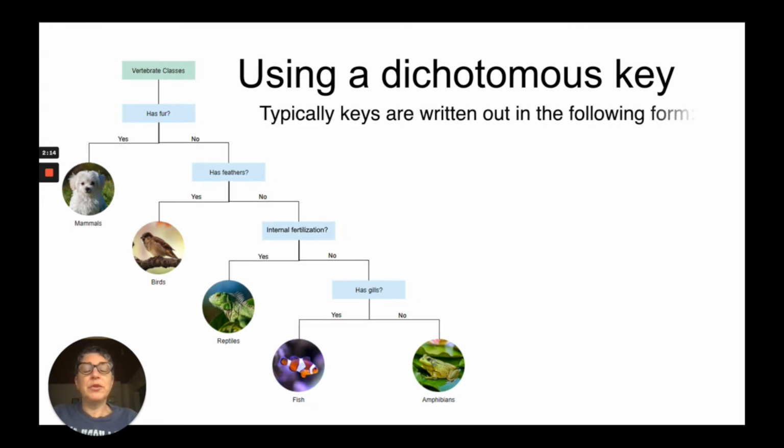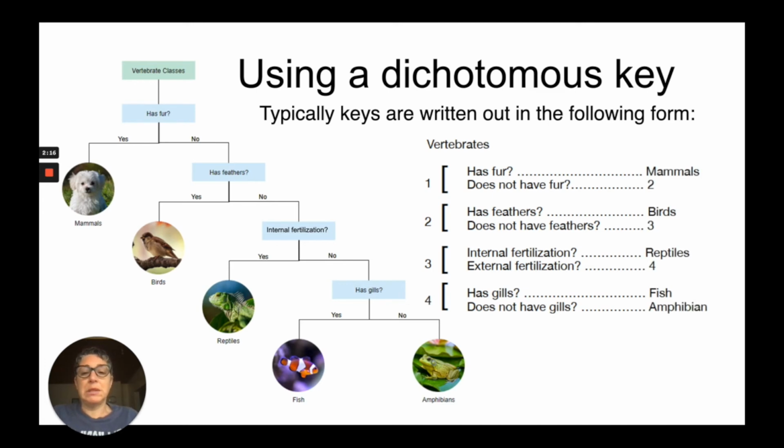As we continue using a dichotomous key, we will see that the key on the left is what we call a branching key. A dichotomous key is actually written out. It doesn't have the branches and it doesn't usually have pictures. The picture or the organism that you have is what you're trying to identify. Then you use this written key, set out in a series of steps where each step poses two questions, the yes or no questions.